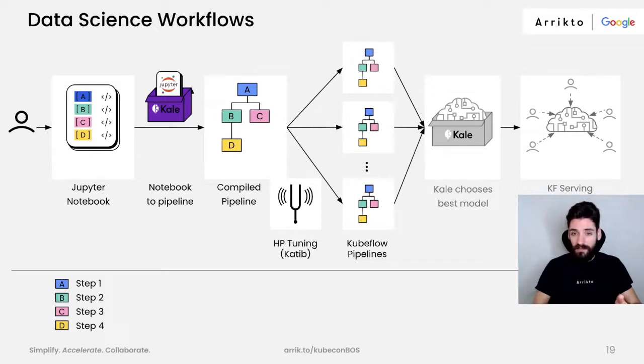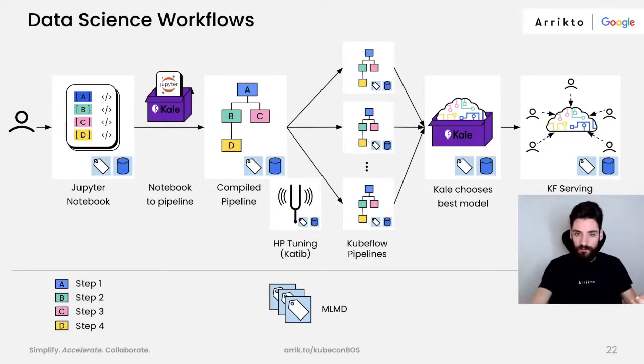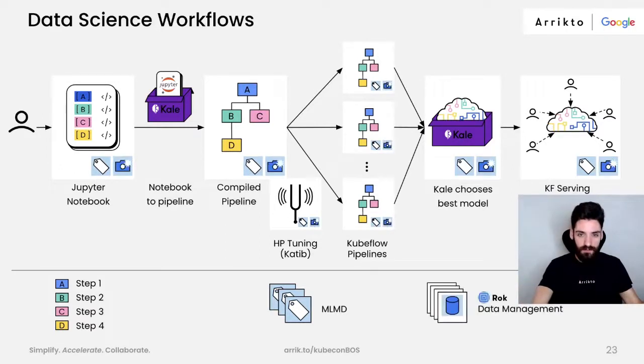Once that's done, you can use Kale again to select the best model out of this massive workload, and then with a very convenient API, serve this model for everyone to use. Each step of the way is tracked by MLMD, so you can have an end-to-end lineage of the workflow. Also, each step is backed by PVCs, and ROC takes a snapshot of these PVCs to have a complete time machine of your workflow.